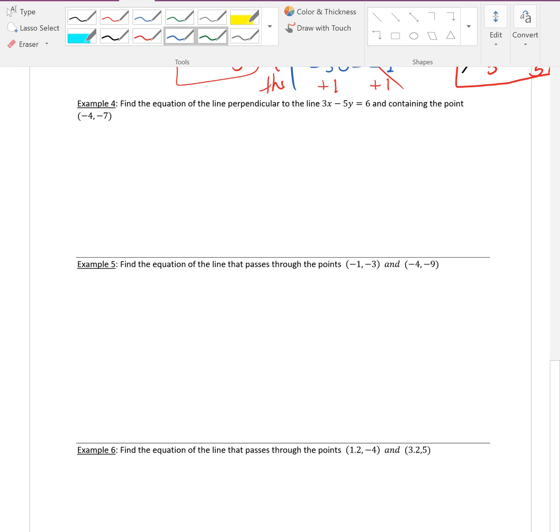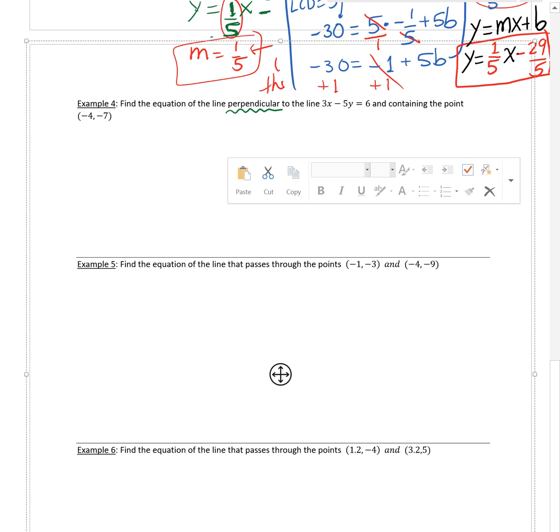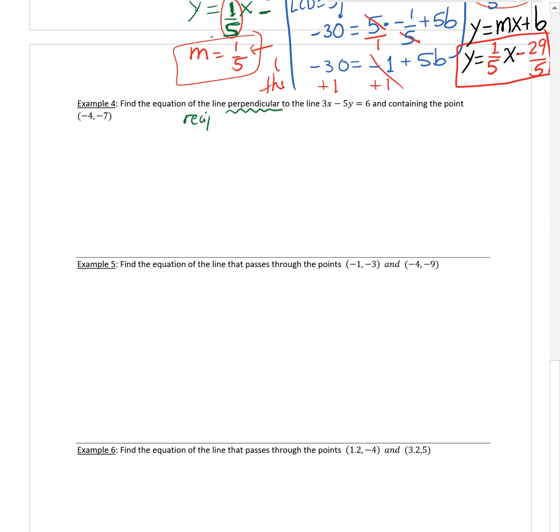All right, let's see. Example 4. This one's very similar. Just remember in the last one, they said, find the equation of the line that's parallel. This time it's perpendicular. So if you remember from the last section, perpendicular lines have reciprocal slopes with opposite signs. So that's good to remember. That's going to help us here. So it's really similar to the last one.